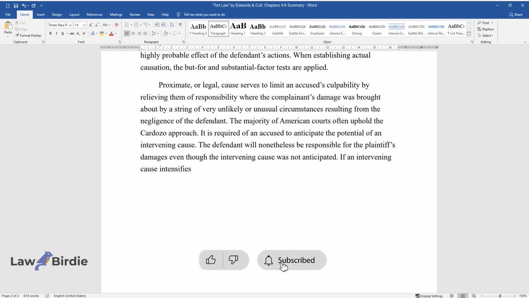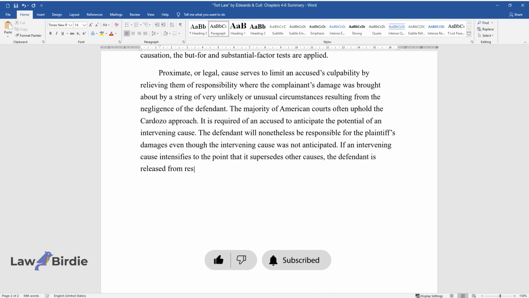If an intervening cause intensifies to the point that it supersedes other causes, the defendant is released from responsibility.